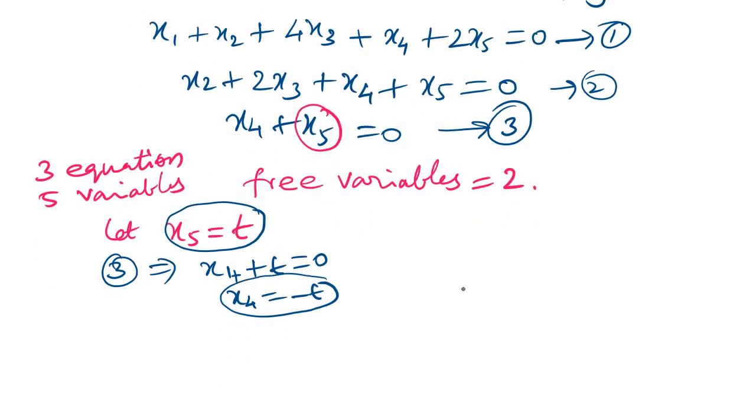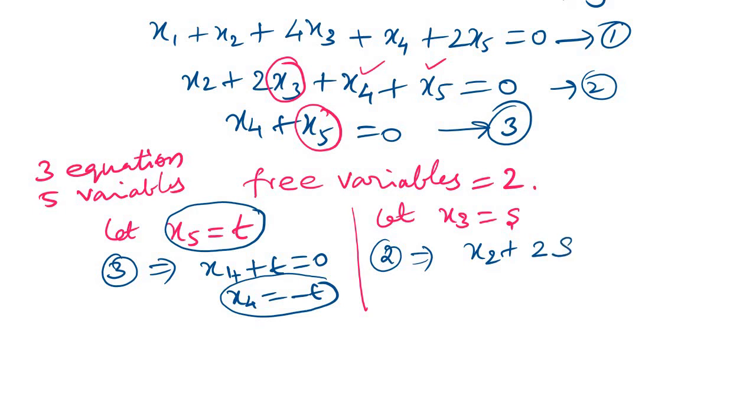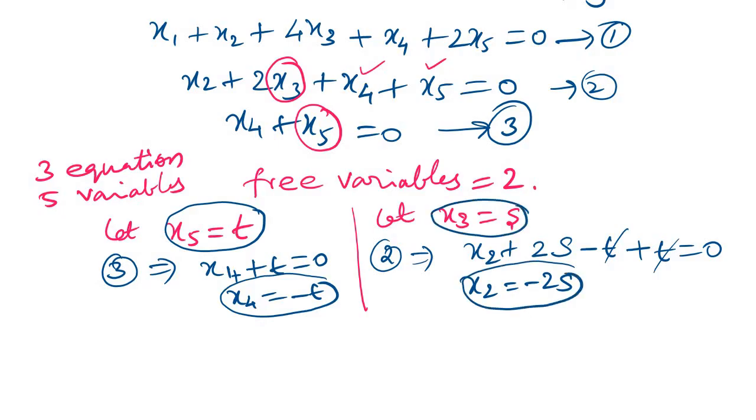And look at the second equation. We know x5, x4, and we have two variables again, x2 and x3. So we can take x3 as the free variable. So let x3 be s. Now from the second equation, we can find x2 plus 2s, plus x4 that is minus t, plus x5 that is t, equal to 0, and cancelling this we get x2 equal to minus 2s and x3 is also s.